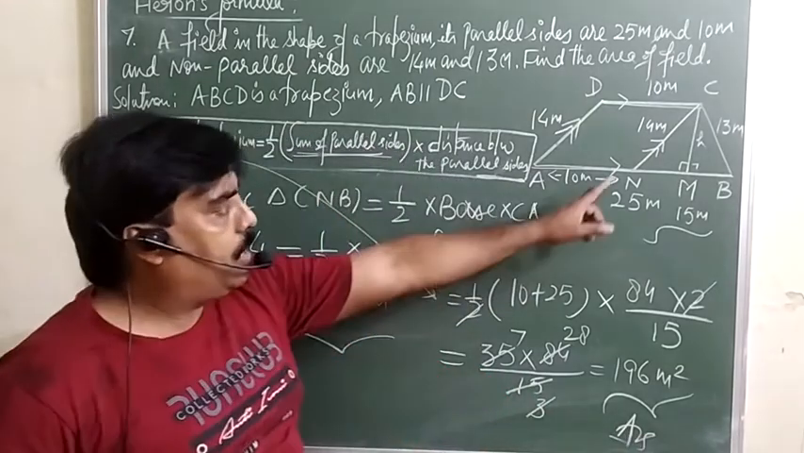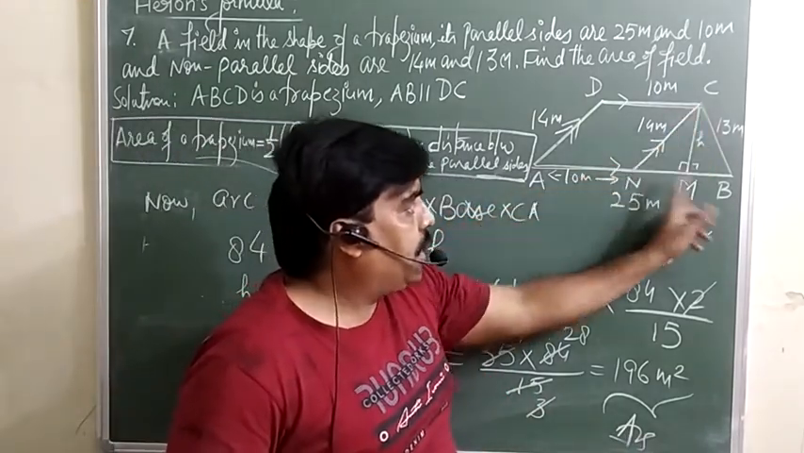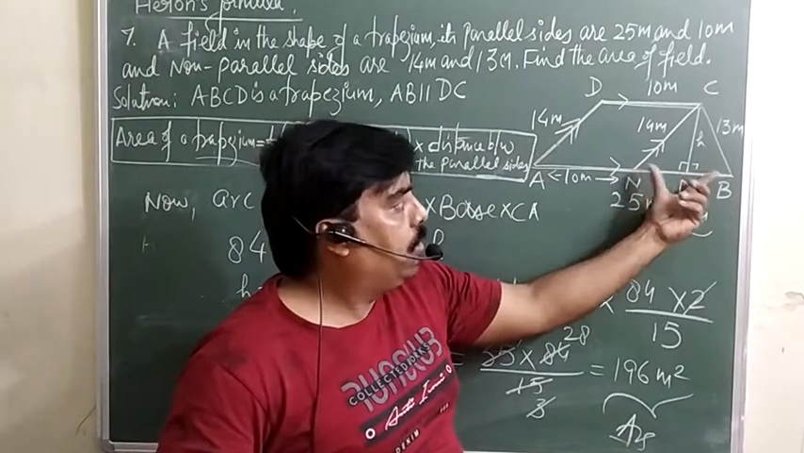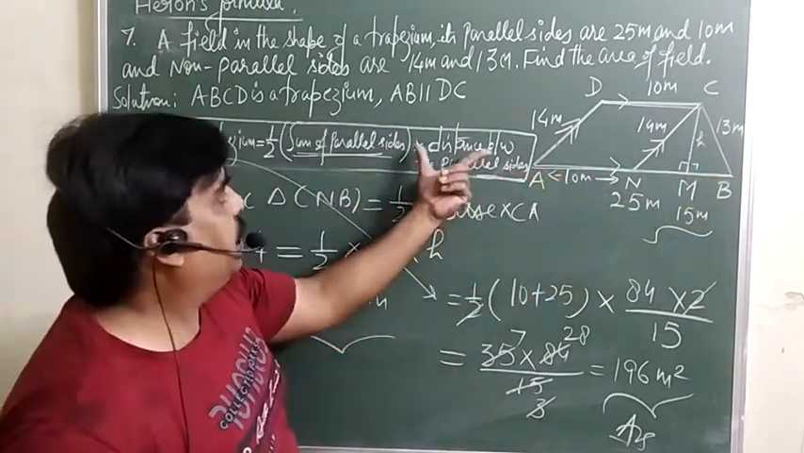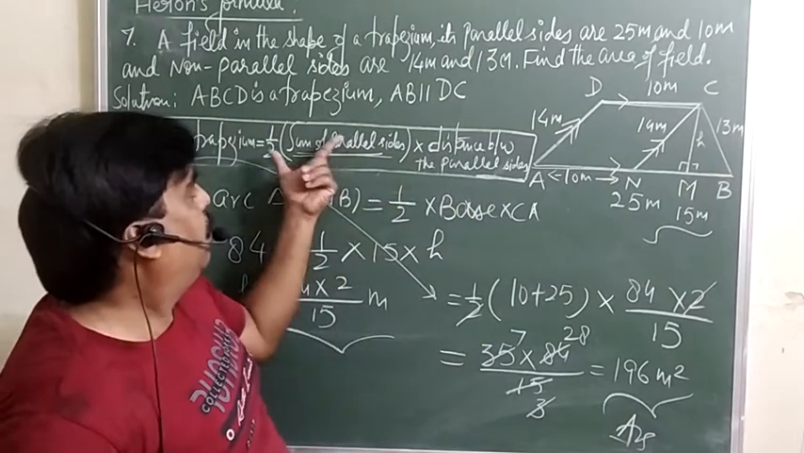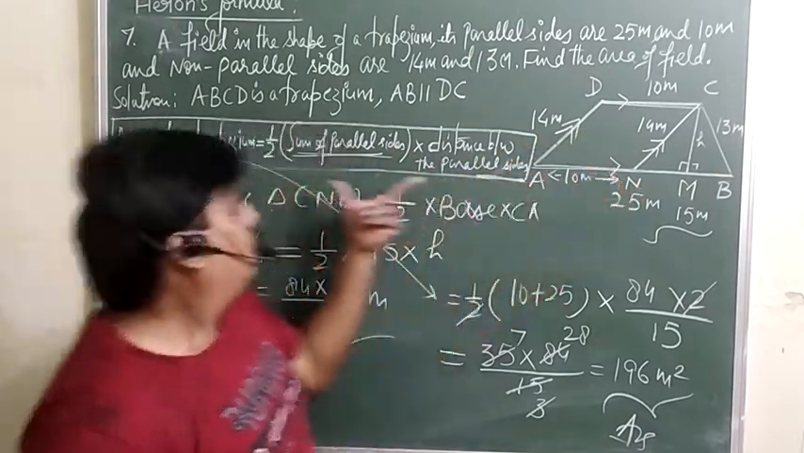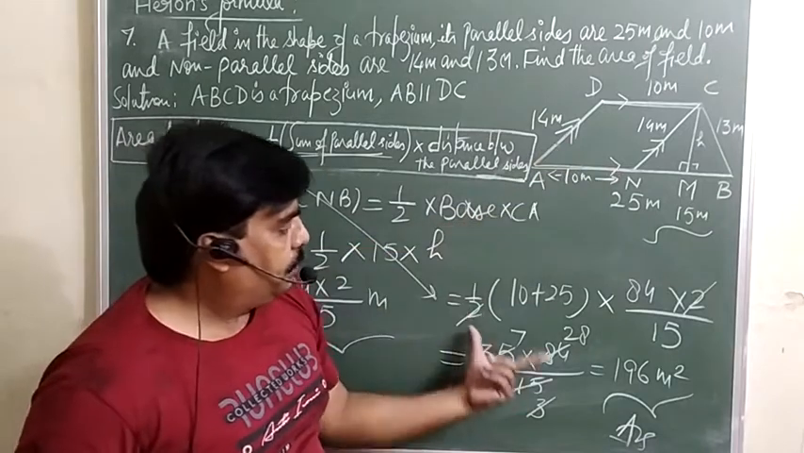So here is the important point: first find the area of this triangle CNB by Heron's formula, then again use 1 over 2 base into altitude, so you will get h. And if you know h, that is the distance between the parallel sides, and the parallel sides are already given, you can find out the area of this field trapezium. Have a look.